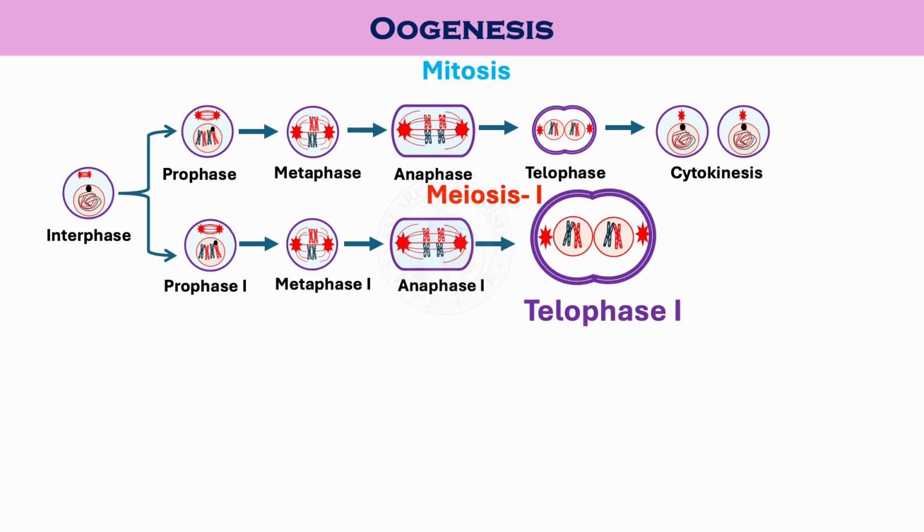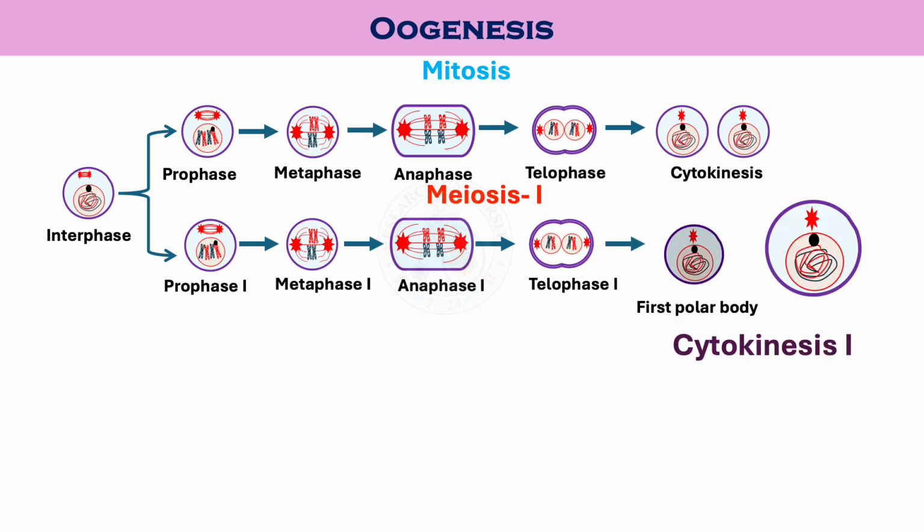Telophase 1 follows anaphase 1. During this phase, the separated homologous chromosomes reach the poles of the cell. Nuclear envelopes begin to reform around the chromosomes and the chromosomes begin to decondense. The final step of meiosis 1 is cytokinesis. Cytokinesis is the physical division of the cytoplasm that occurs after telophase 1.